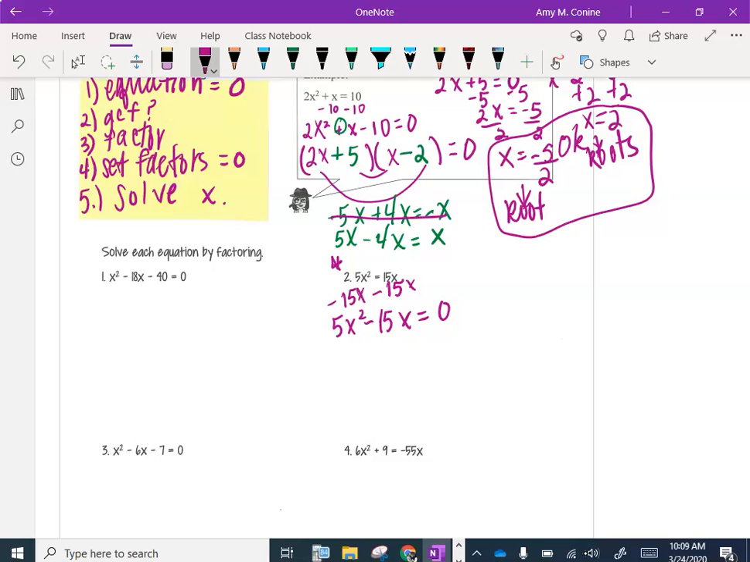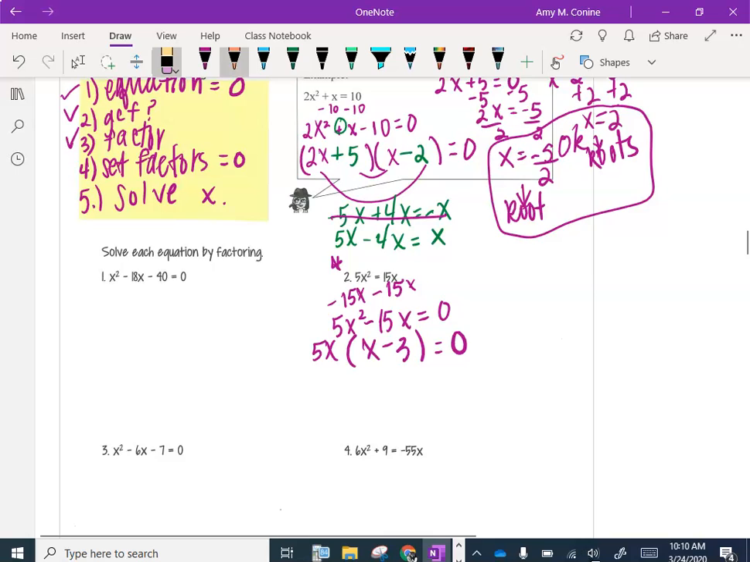So now I'm going to look for a GCF. Okay, so I did step 1. Now I'm going to look for a GCF. It does have a GCF of 5x, so I'm going to take that out. So now I have x minus 3, and it's still equal to 0, then my step 2 is done. So now it says factor, so if I'm looking at this, this is already factored because this is simplified, the 5x, and this is simplified, the x minus 3. There's nothing else we can do. So step 3 is done.